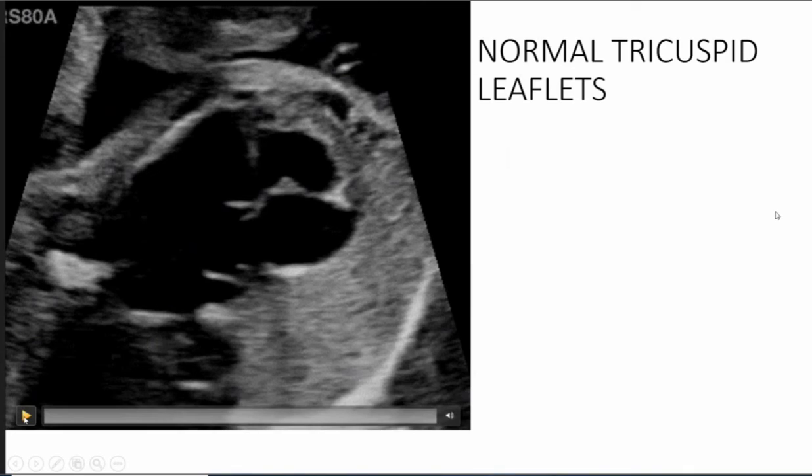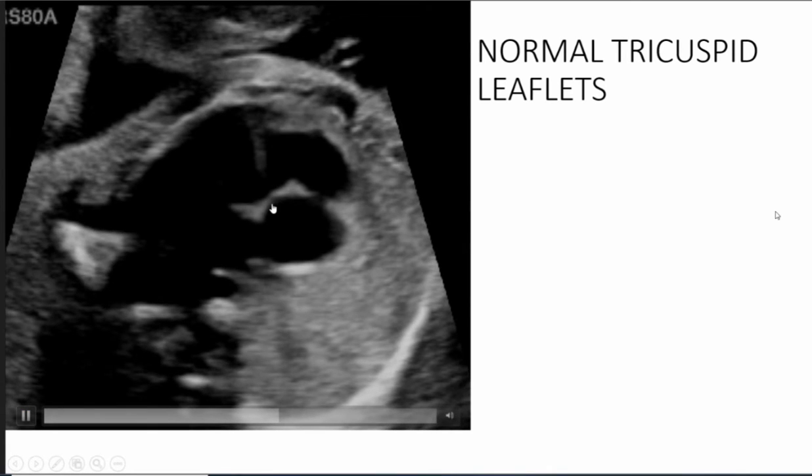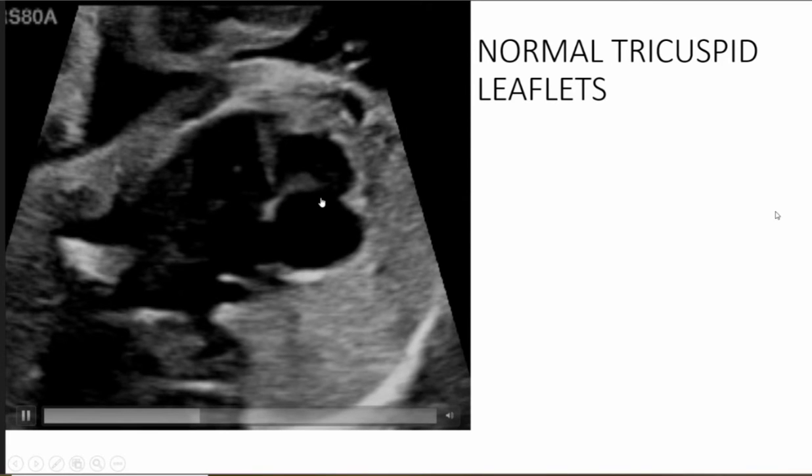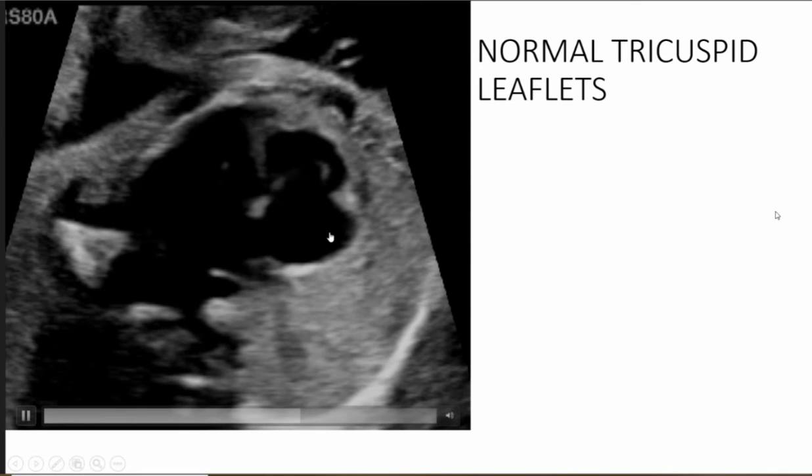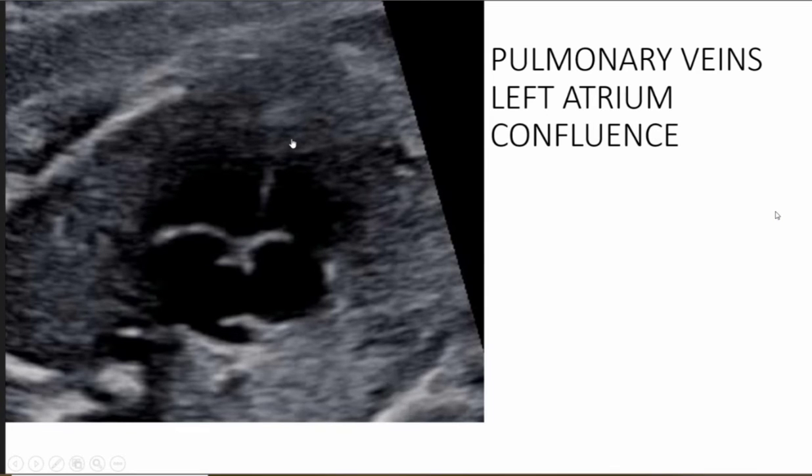Then we look at the leaflets. Look at the tricuspid valve. Make sure that the valves are thin. Make sure that they open and close symmetrically. Make sure that they coapt completely, and make sure that their echogenicity is not increased and they are freely moving. So these are the things we observe in the tricuspid valve.